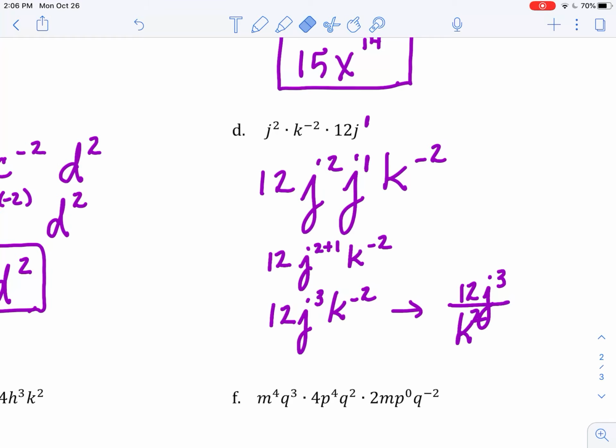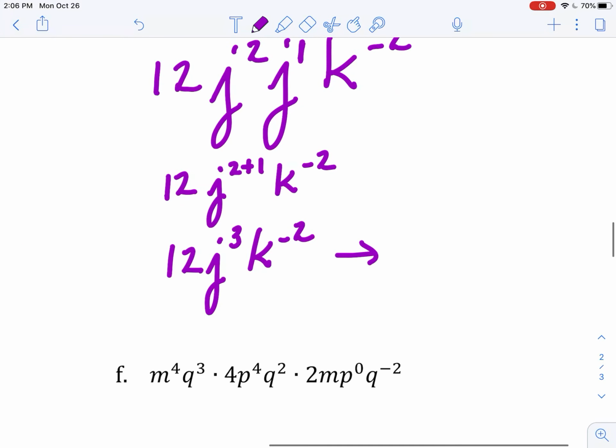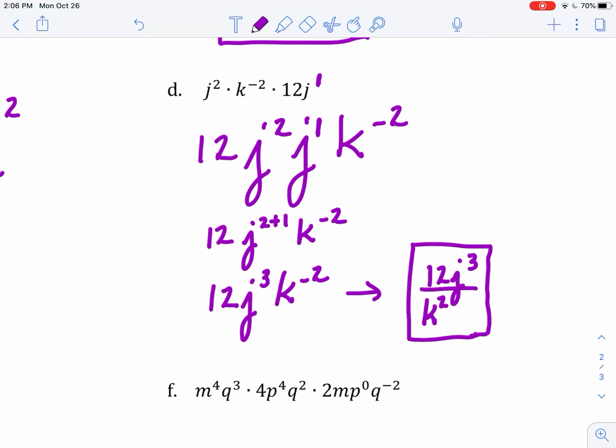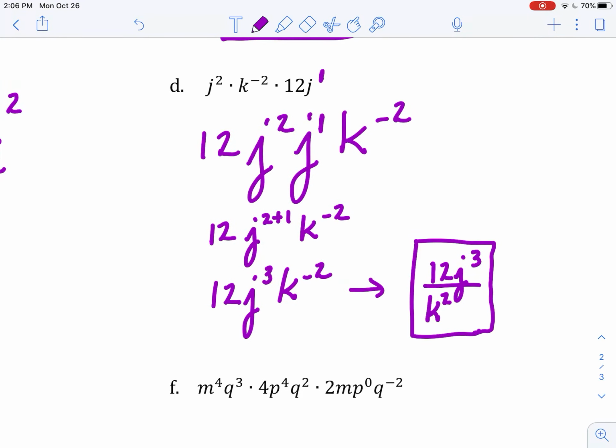That's kind of messy. Let me rewrite that because it seems like people maybe wouldn't be able to read that. So I have 12j to the 3rd over k squared. That should be your final answer. So always move negative exponents to make them positive. And again, there's some extra steps here that you maybe wouldn't need. Some people can go straight from usually this to this and then switch out all the negative exponents to make them positive. And those middle steps can sometimes be avoided.